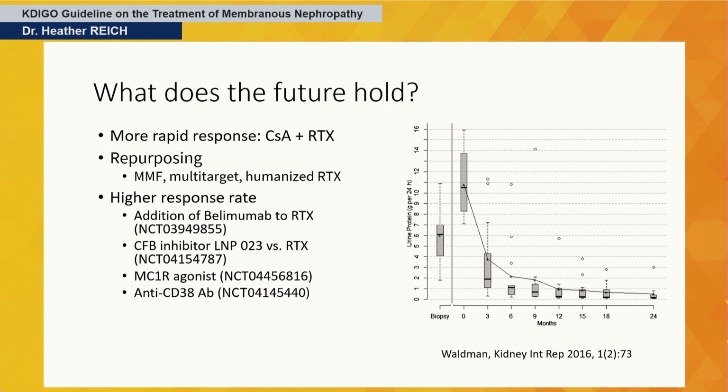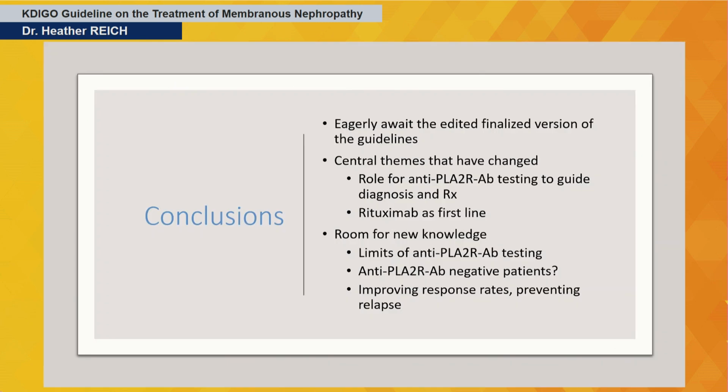So in conclusion, we're all eagerly awaiting the edited and finalized version of the guidelines. There are some important central themes that have really changed, that are going to change the way we practice. And finally, there remains a lot of room for new knowledge, such as in the area of the limits of anti-PLA2R antibody testing. How do we manage the PLA2R antibody negative patients? There's not a lot of attention paid to this, and that's because we need more knowledge in this area. And finally, there remains a lot of room for improving upon our response rates and preventing relapse of this disease.